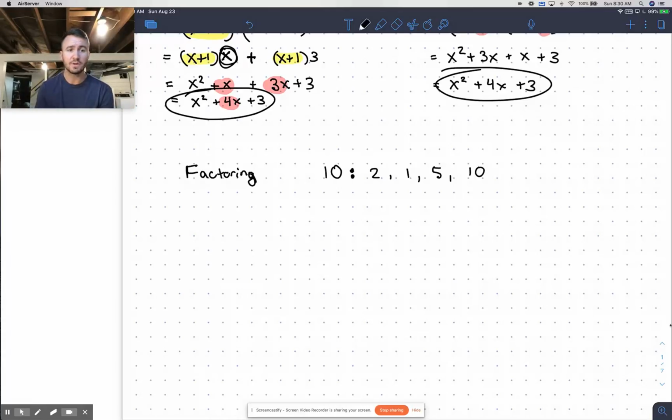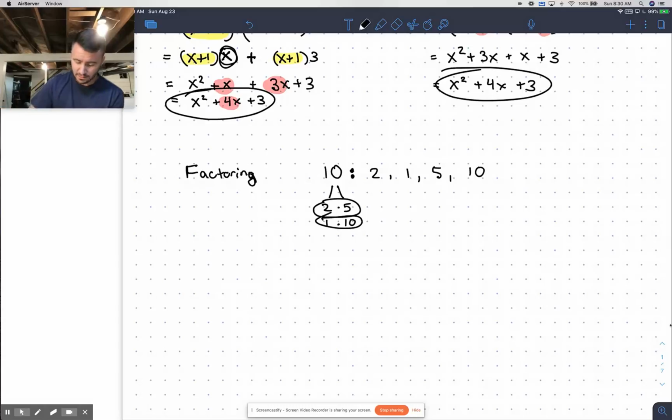Now, if I were to ask you to factor 10, not just give me the factors of 10, you'd say, well, 10 could be broken up into 2 times 5. It could be multiplied 1 times 10. And that's it. So those are the factors of 10. And so notice how I'm grouping them in pairs, 2 times 5, 1 times 10.